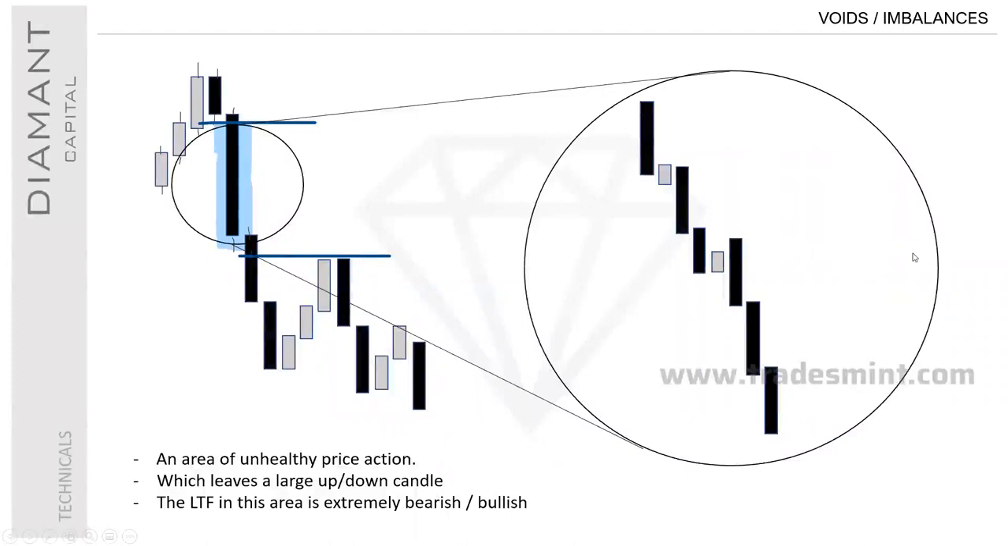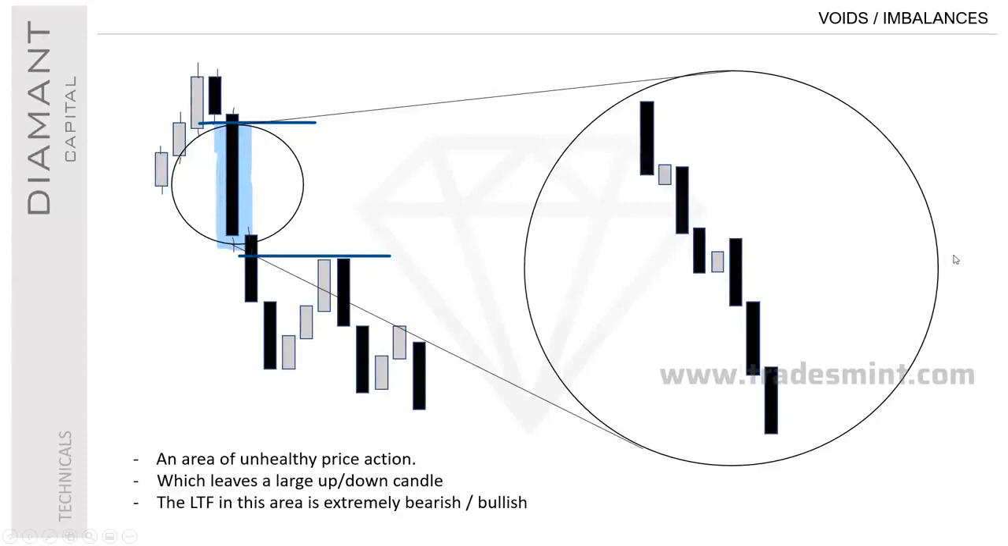So voids and imbalances, what are they? Like I said previously, it's an area of unhealthy price action which usually leaves a large up or down candle, depending on whether you're in an uptrend or a downtrend. If we think about this in institutional order flow theory, you've got this manipulative up candle that makes traders think, okay, we're going up. Then as soon as that happens, a down candle, and straight after, so much volume is poured into the market that if this is a 4 hour or a 1 hour, for example, this is extremely bearish.